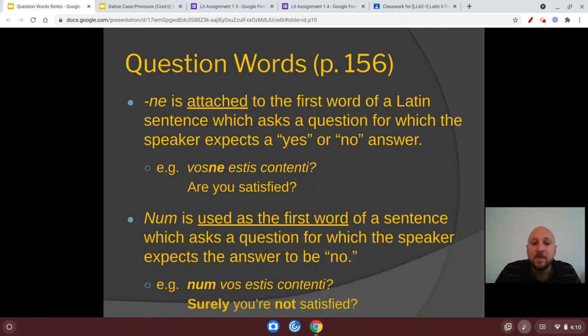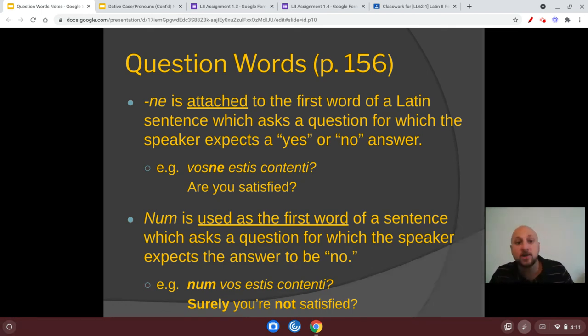Surely you're not satisfied. In our book, we kind of just have num as surely not as a nice shortcut for all of this. But in English, we do this a little bit more naturally. You might say, you're not satisfied, are you? Notice how the way you word that in English, you're expecting the person to say, no, I'm not satisfied. But in Latin, it's as simple as just putting num as the first word. You could easily translate it as surely not, or you could do that sort of English gymnastics where you have to say, you're not content, you're not satisfied, are you? So it's as simple as that.